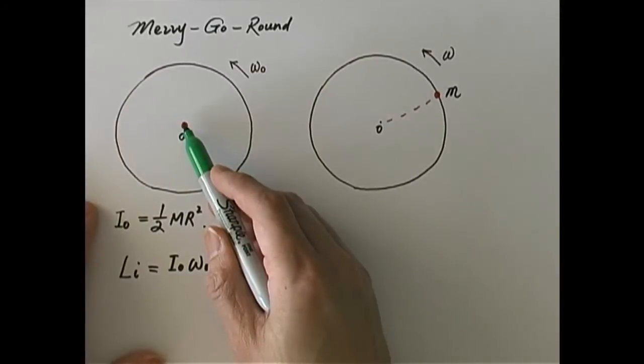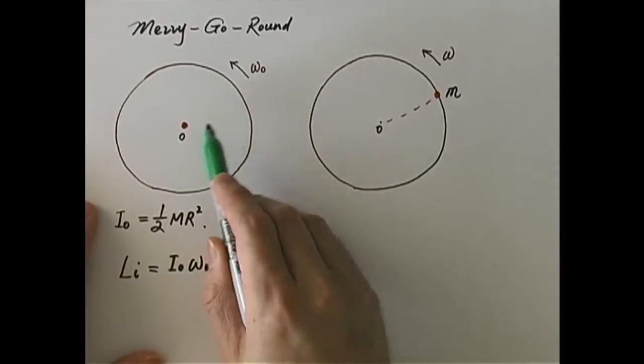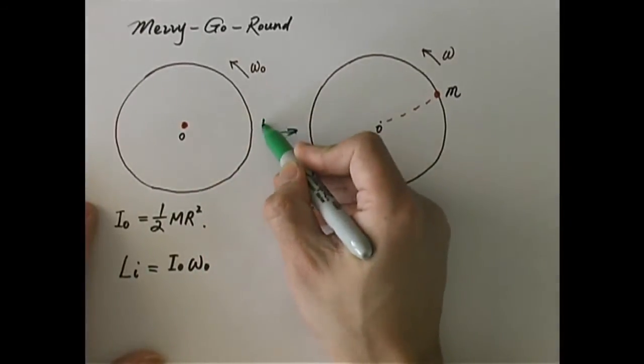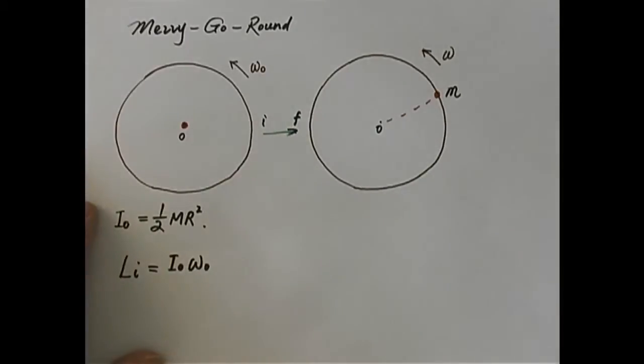You don't, because that force passes through the axis of rotation, therefore it has no lever arm about that axis, and therefore it does not provide any torque. Okay, so we conclude that you can use conservation of angular momentum from this initial state to that final state. Initial to final, you know L initial equals L final.